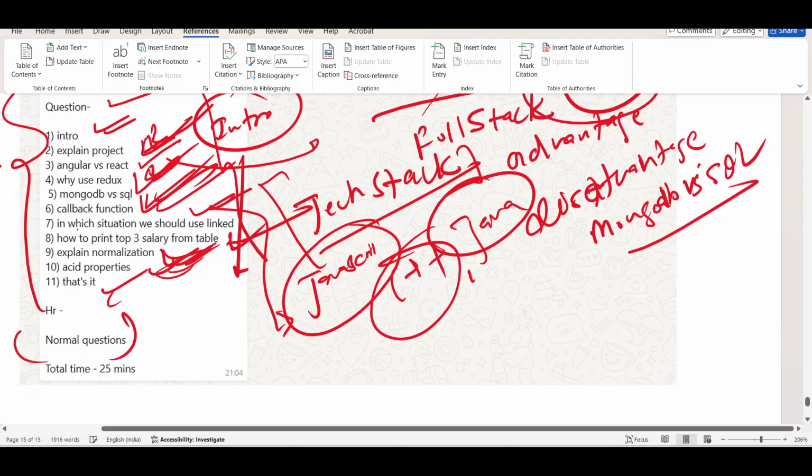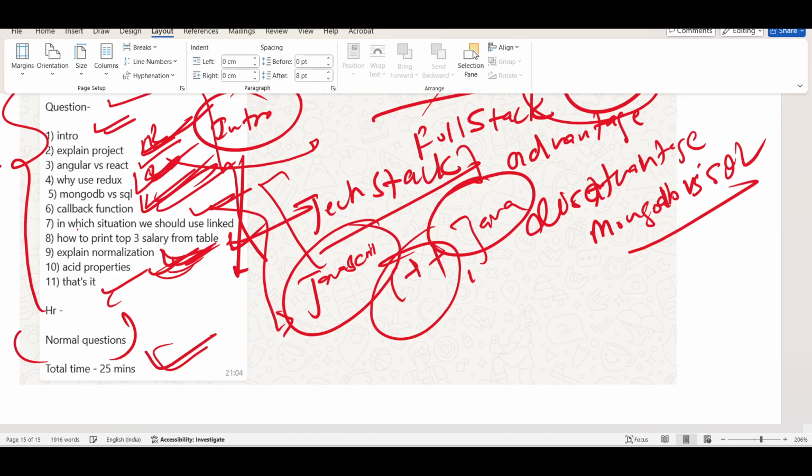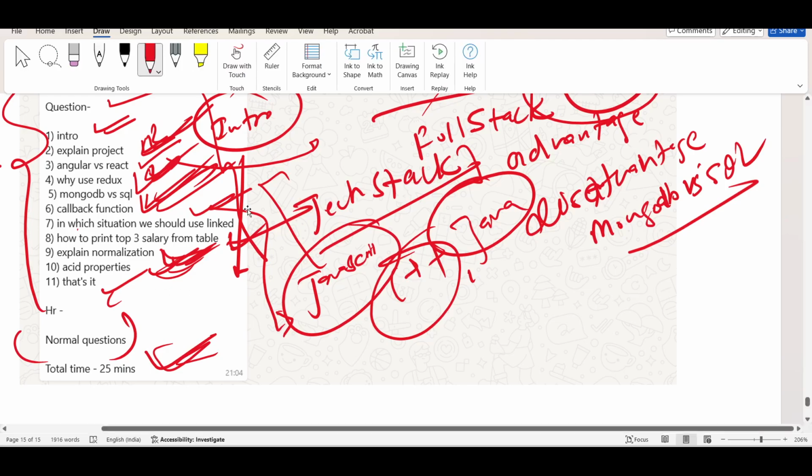In the HR questions, they ask normal questions like, why do you want to join? Are you ready for relocation? Why do you want to join TCS only? If you have any other offer letter, will you join or not? It was around a 25 minute interview as mentioned. This was the whole experience for TCS Ninja.